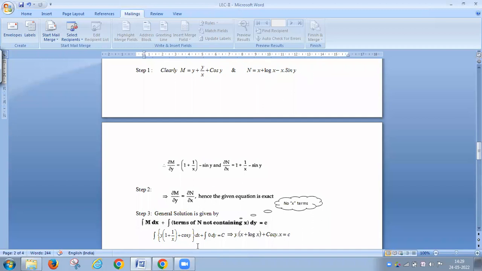All the terms contain x. So we have to take 0. There are no terms in N which are independent of x. All the terms contain x, so we have to consider 0 here. Integral of 0 dy is 0.